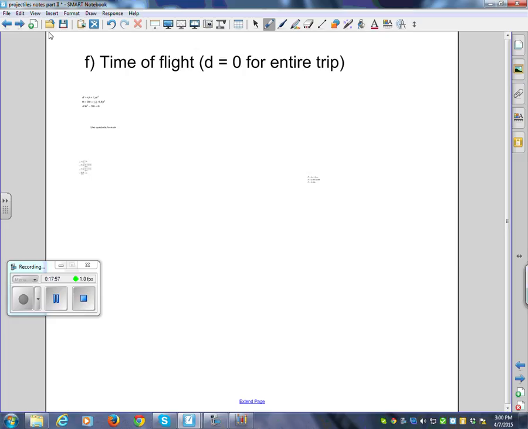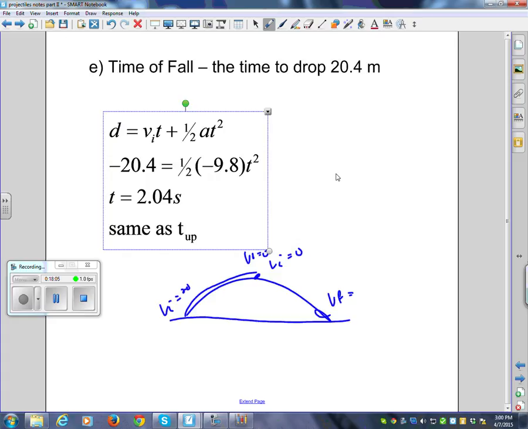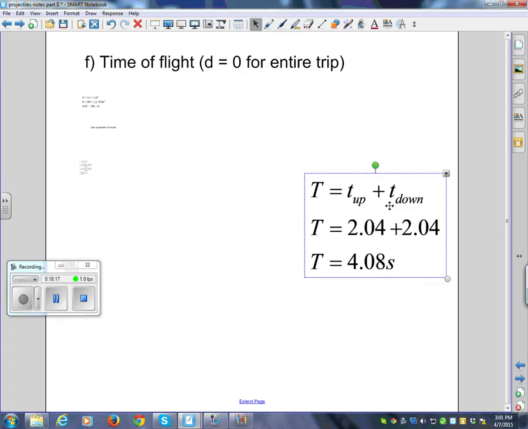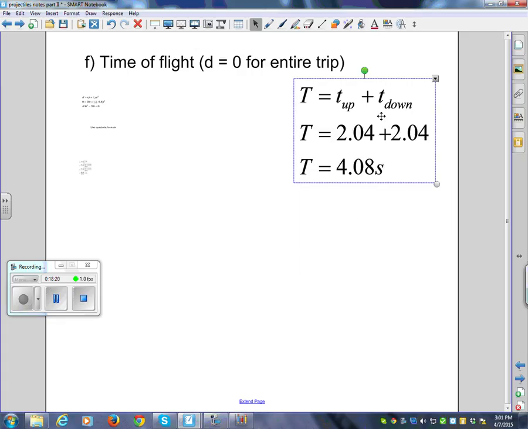Okay, what will be the time of flight? I want to show you 2 crazy ways. Oh, but I didn't finish it. You didn't finish it? Oh, I'm sorry. Okay. Now, the time of flight. We already know this, right? Time up 2.04, time down 2.04. I had to figure that out 2 different ways, right?